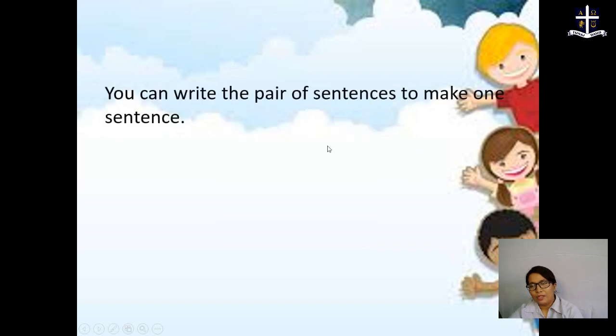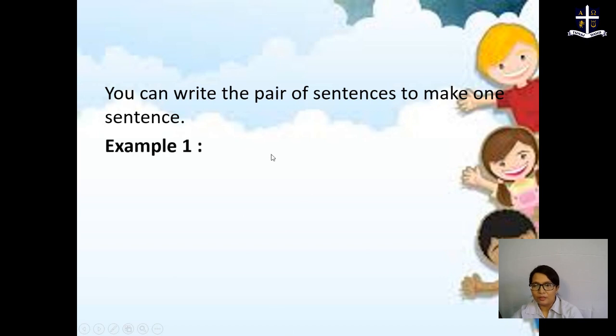Okay, so we are going to continue. Now we try to create a sentence from two sentences. Jadi sekarang kita akan coba membuat satu kalimat yang berasal dari gabungan dua kalimat, ya. The example is like this.